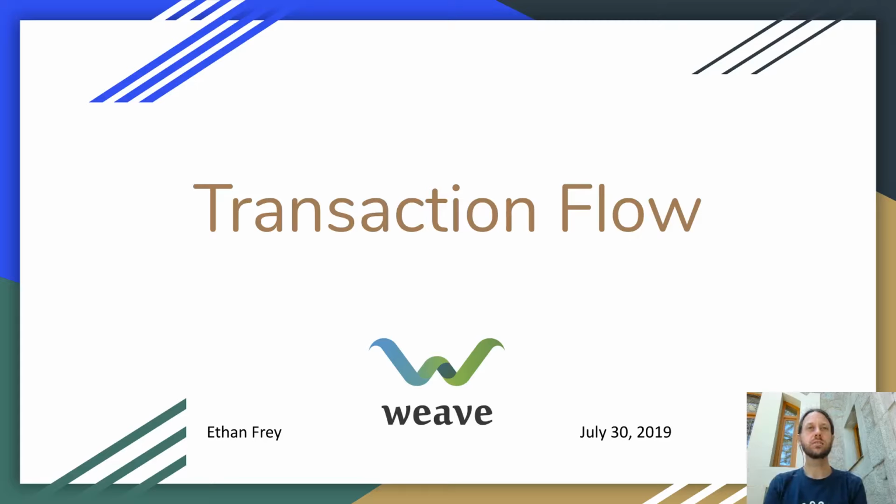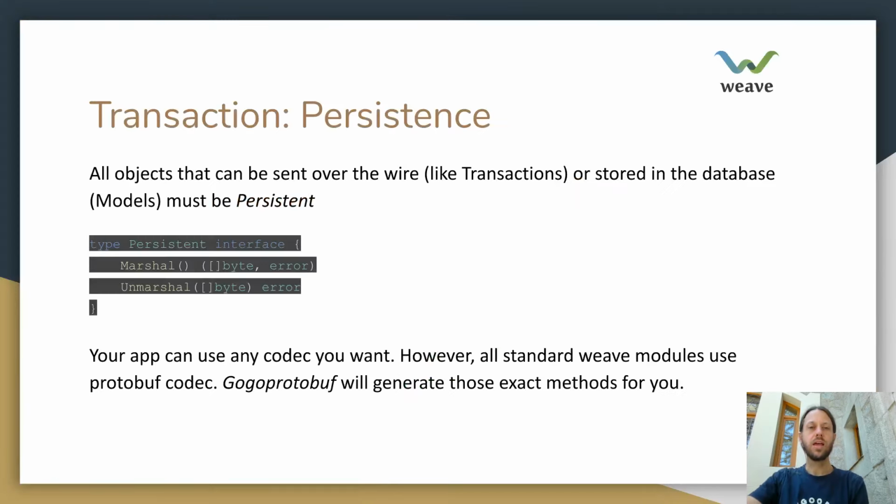In this section, we will look at transaction flow, how a transaction is processed in our system. To work through this, we first need to go through a number of interfaces which are defined. These interfaces were implemented in different ways by different modules and even different applications, but these are the core aspects of the Weave framework.